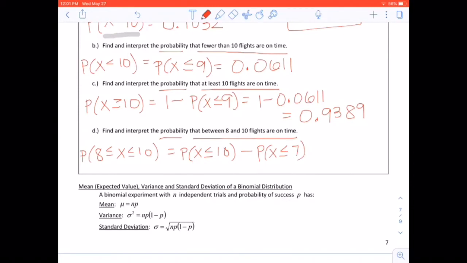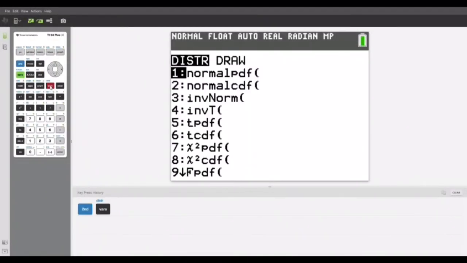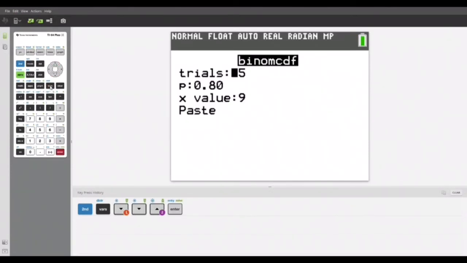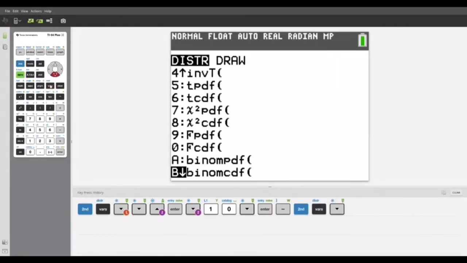So we have to do binom CDF twice. Second vars. And we need binom CDF. And trials is 15. Our probability is 0.8. And our x value is going to be 10. I'm going to paste that. You can select enter here, but I'm just going to go ahead and do subtract, so minus. And I'm going to go ahead and put the second one in. So second vars. Going again down to binom CDF.